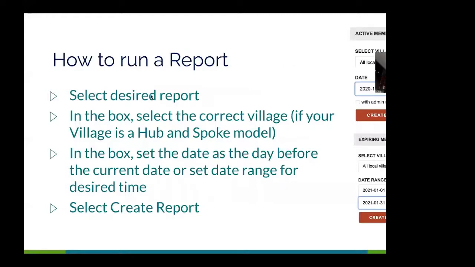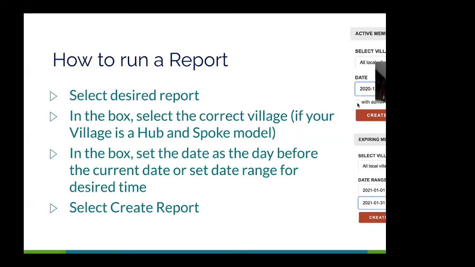When you click on any of the buttons on that report, it will show you a little pop-up here with different options for that report. And the options can be different per report. For example, here on the top right, you can see the active member options, and it's showing select village. If you have a hub and spoke, you can produce these active members reports per neighborhood or for all local villages, etc. In this case, it's only showing one date and not a date range, because we can only produce the active members on any given day you want.